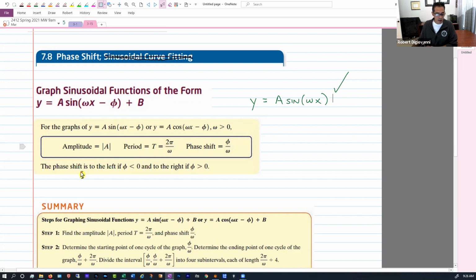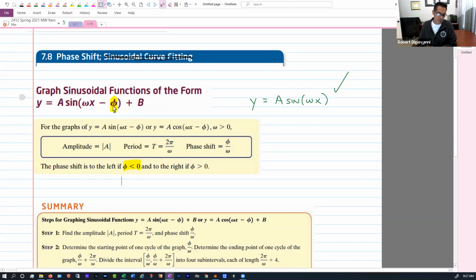Now, it'll be a shift to the left if that number is negative. Now, listen to what I'm saying there and what they're saying here. It'll shift to the left if this number here is negative. And that means if that's a negative number, then when you subtract a negative, this will actually look like a positive number. So that's where you have to be careful. Now, if that phi is greater than 0, then it will be a shift to the right.